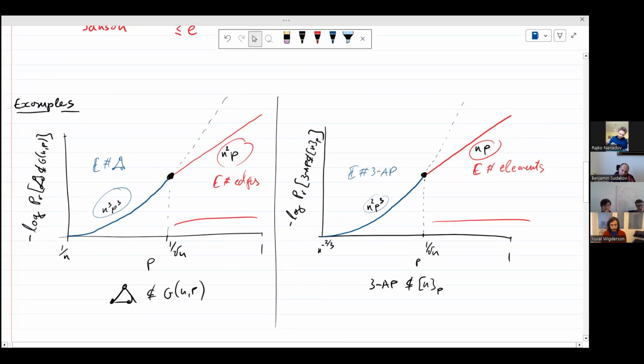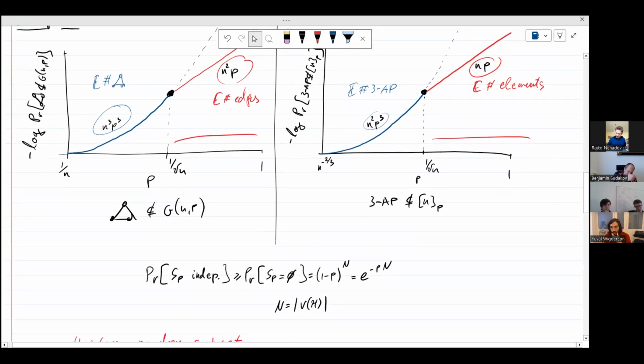In terms of triangles, I have order of n squared many vertices. So n squared p is the expected number of sampled elements. In terms of the three-term arithmetic progression hypergraph, I have n vertices, and then again the expected number of sampled elements is np.